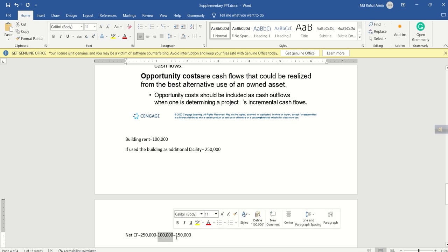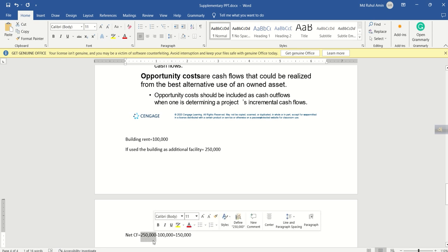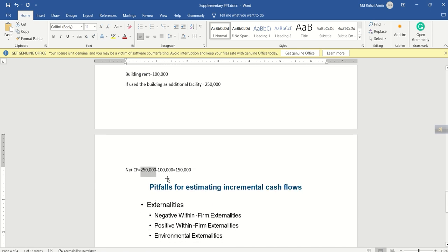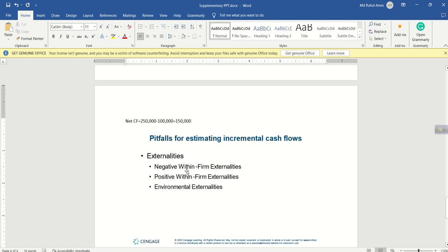If you forget to deduct this opportunity cost, then your cash flow would be $250,000. So that would be an inflated amount of cash flow estimation. That would definitely be a wrong idea. So you need to consider the opportunity cost.